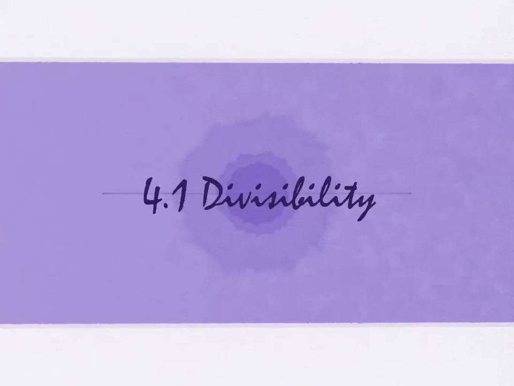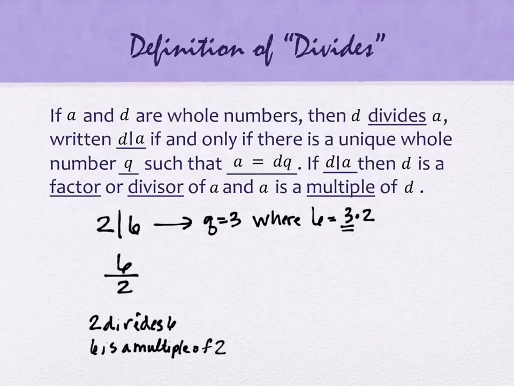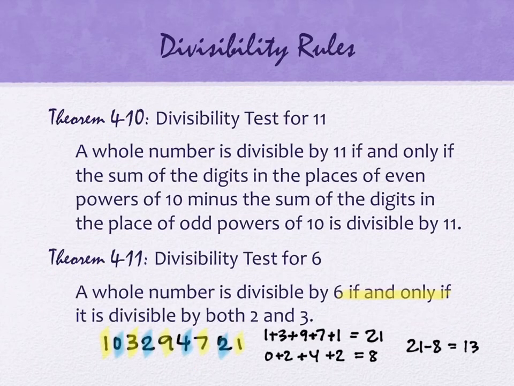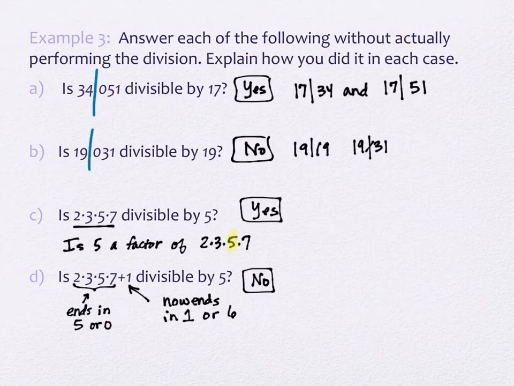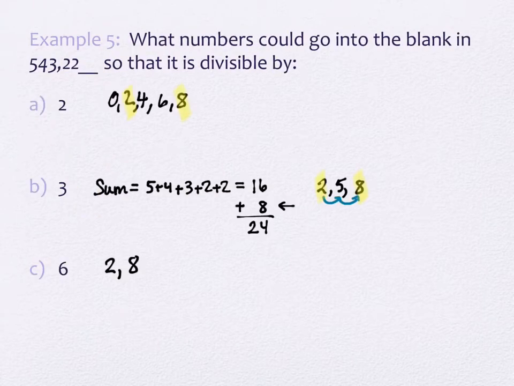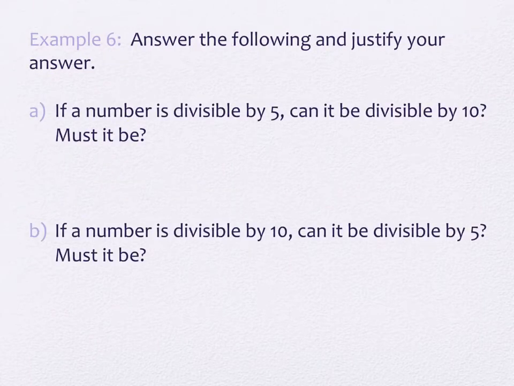So we're going to finish section 4.1 about divisibility. We have a whole bunch of divisibility rules. We have properties that talk about when certain pieces are divisible, how we decide if their sum or difference are divisible. And we were at the point where we had looked at example 5 and created the numbers that work in this one, and we're on example 6.